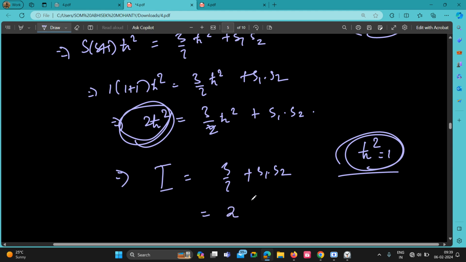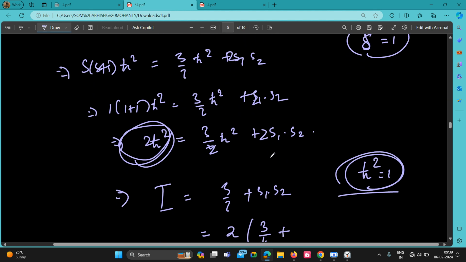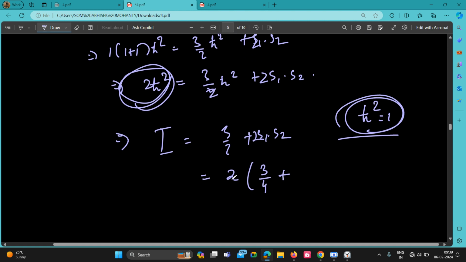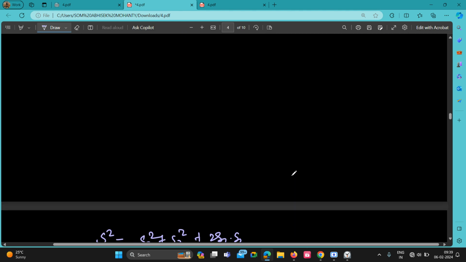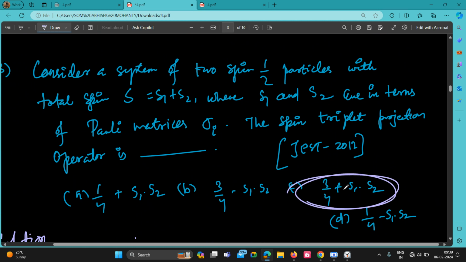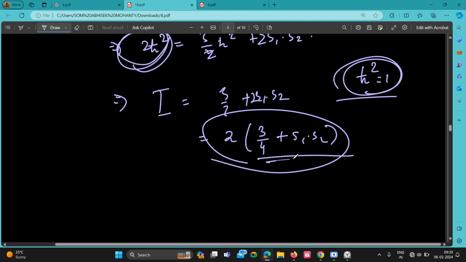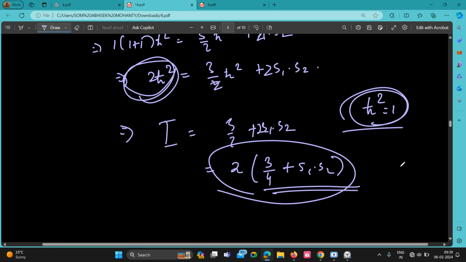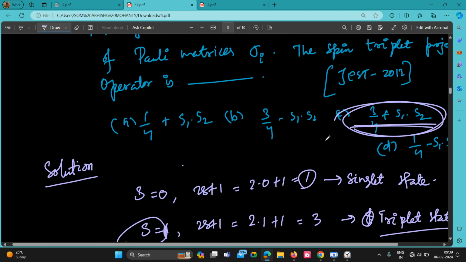If I take 2 common, it will be 3 by 4 plus S1 dot S2. I missed a 2 here. If you see which option it is, we need the inner part, that is the projection operator: 3 by 4 plus S1 dot S2. Alright, clear? It's the same kind of thing, but a bit different.